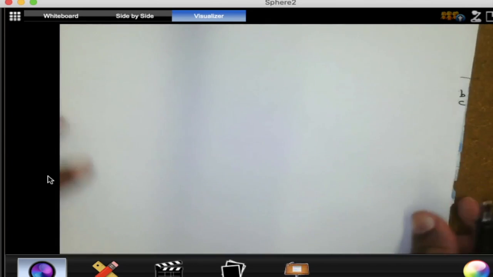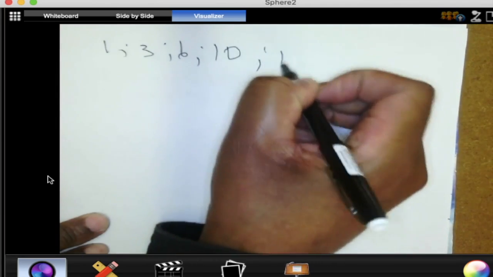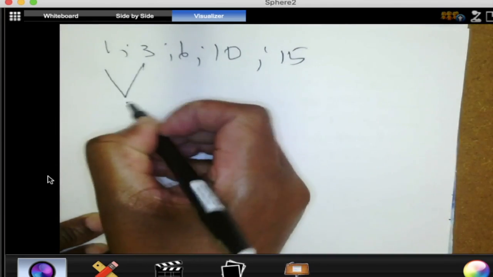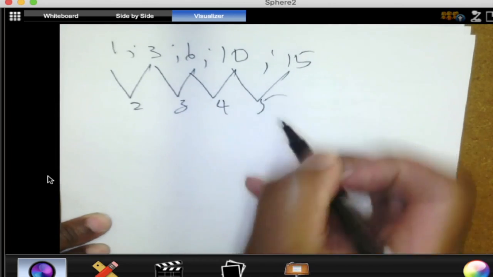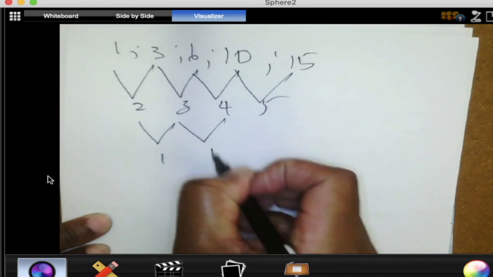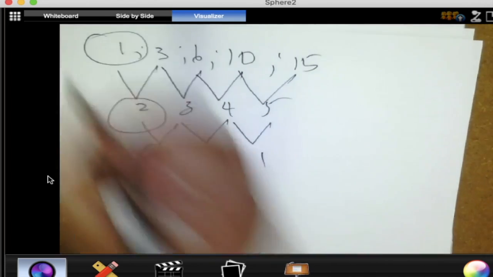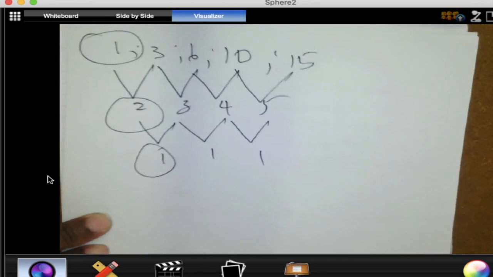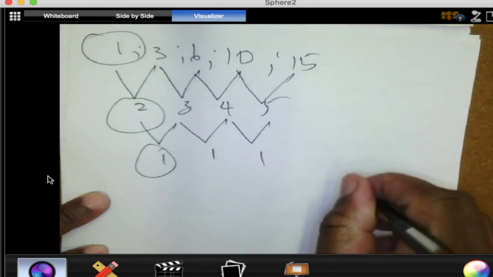So if you go back to your number sequence 1, 3, 6, 10, 15, this one gives you 2, that one gives you 3, that one gives you 4, that one gives you 5. This one gives you 1, that one gives you 1, that one gives you 1. So I'm saying these numbers are very important. Right, but we now need to solve. We will start from the bottom going up.